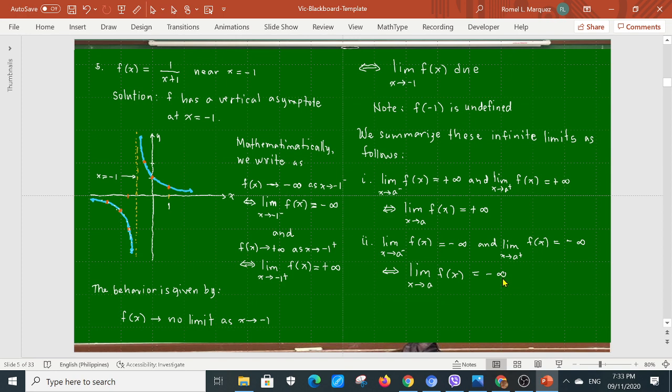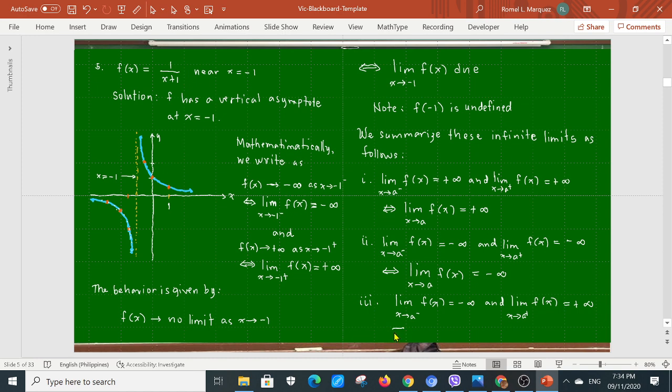Negative infinity. Okay, very good. What if they have opposite signs? If they have opposite signs, let's say the limit as x approaches a from the left of f of x equals negative infinity, and the limit as x approaches a from the right of f of x is positive infinity.